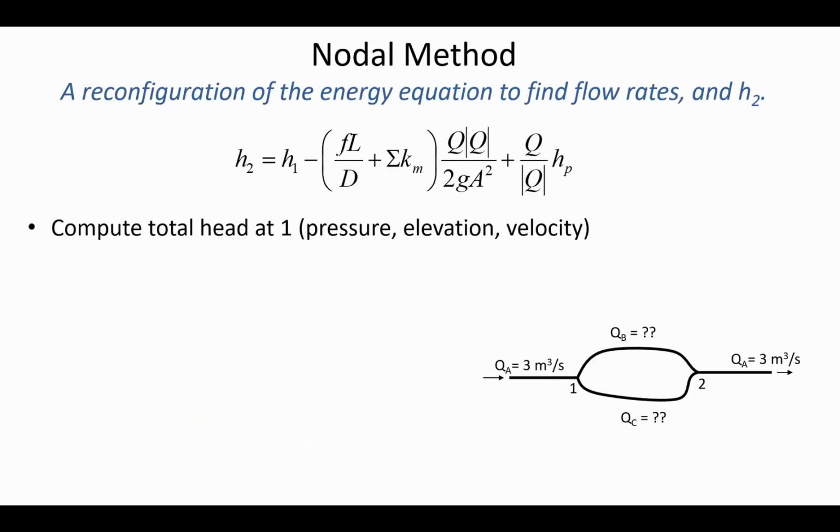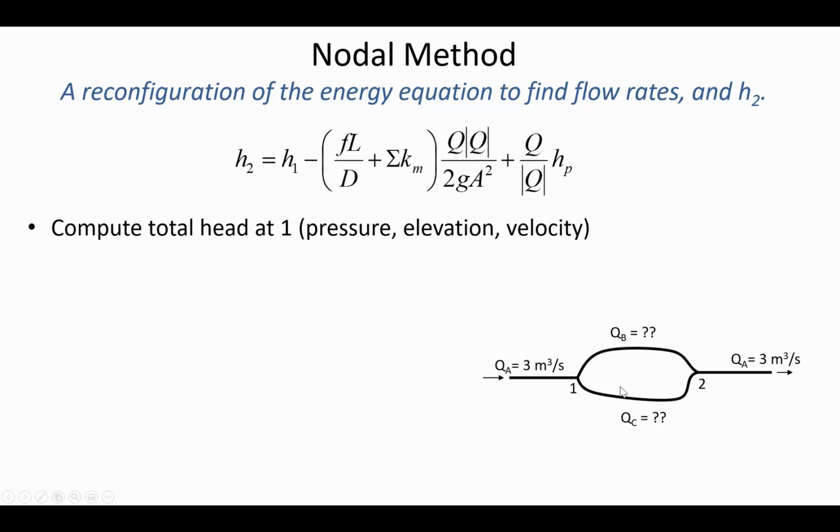Now, here is where we start to make it interesting with some real numbers. Let's say that there's 3 cubic meters per second going through pipe A, and then when the 2 pipes join back together again, it's that same 3 cubic meters per second. There weren't any laterals drawing off flow. It's just split temporarily. And we want to know how much is going through each pipe.